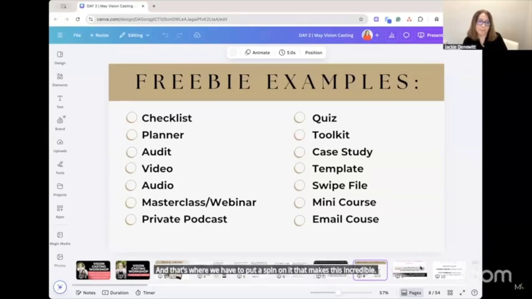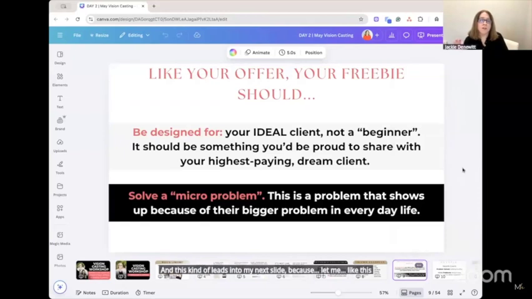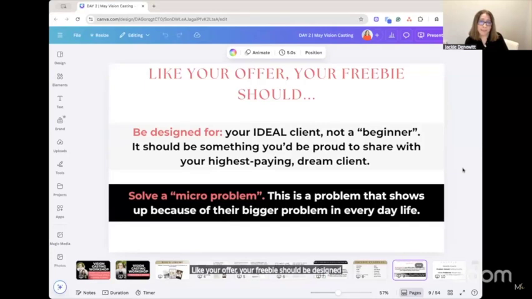And this kind of leads into my next slide. Your freebie should be designed, and this is going to sound familiar because we talked about this yesterday, like your offer, for your ideal client. It's not beginner material. You heard the story yesterday about how Melissa sent Lori Harder our profile makeover, and that's a freebie, right? That's something that we give away for free.